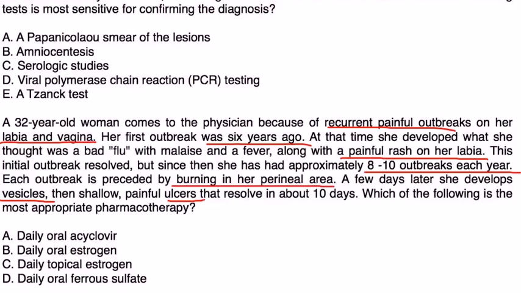Which of the following is the most appropriate pharmacotherapy? Well, it's rather unfortunate, and this clinical vignette illustrates the recurrent nature of herpes simplex. Unfortunately there's no cure, but you can use an antiviral drug such as acyclovir and valacyclovir to shorten the duration of symptoms, and that would be choice A.